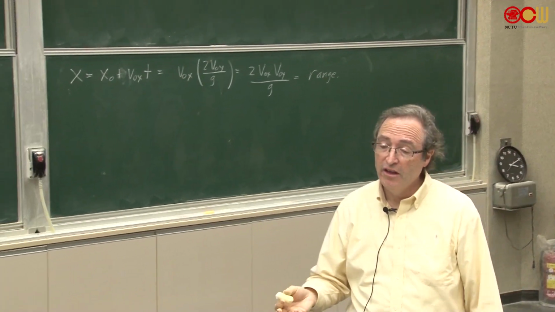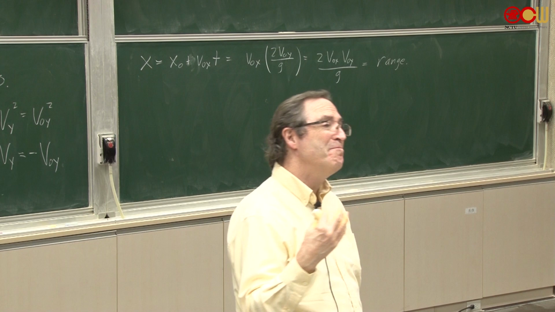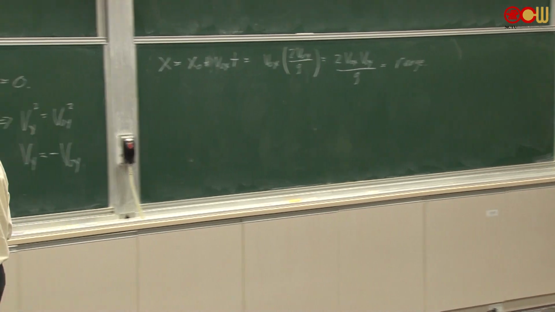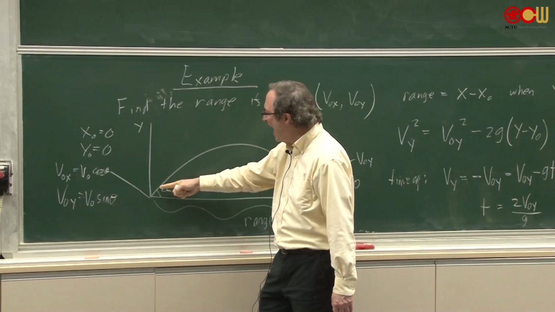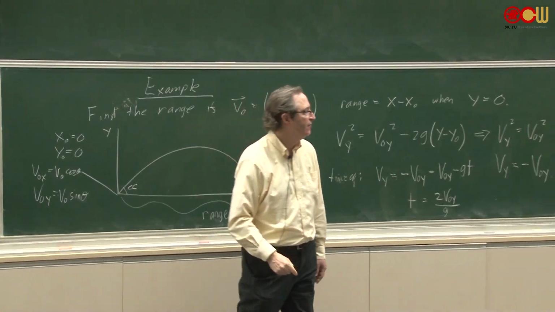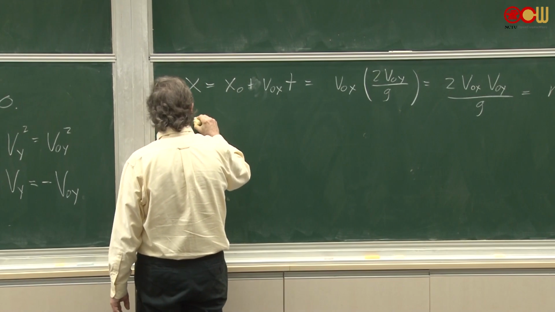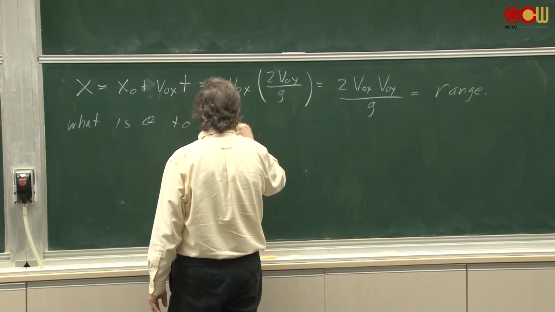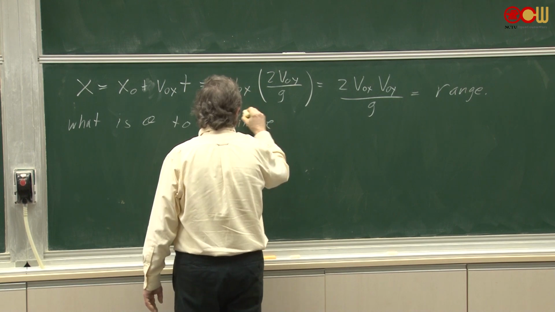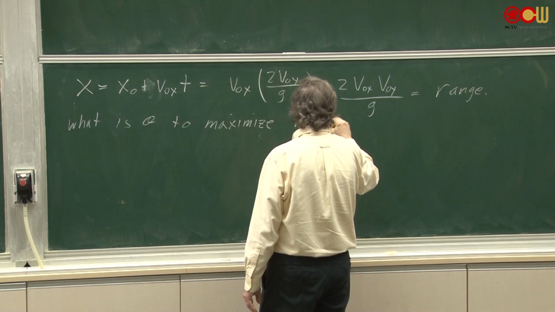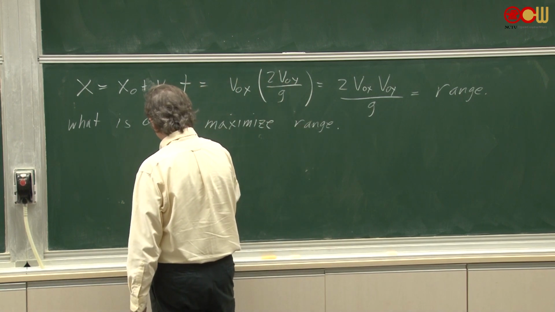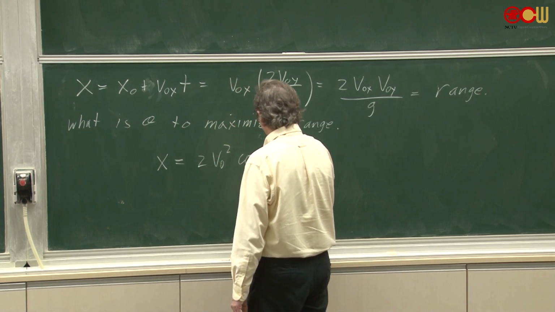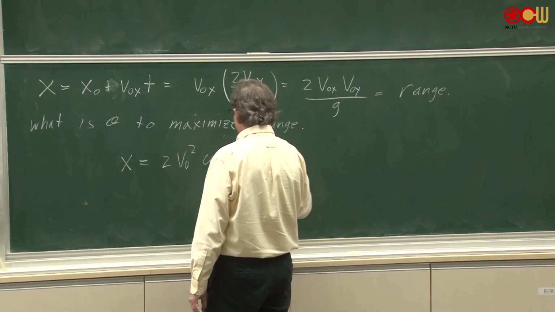Now, one thing that's very common is we want to know what's the maximum range you can get for a given magnitude of the initial velocity, v0. What angle should you shoot it at? So what is theta to maximize the range? I put in for theta what it is. X is equal to 2 v0 squared cosine theta sine theta divided by g.